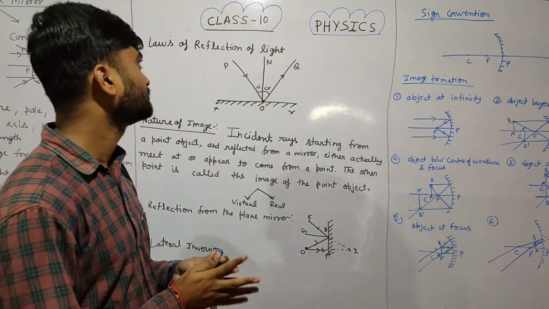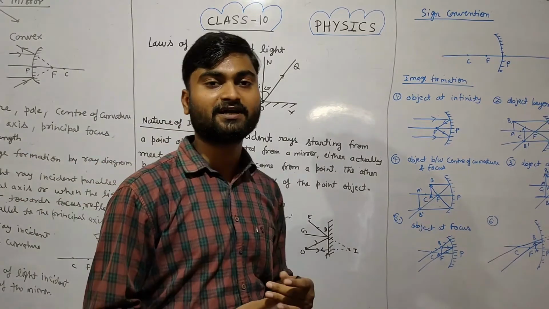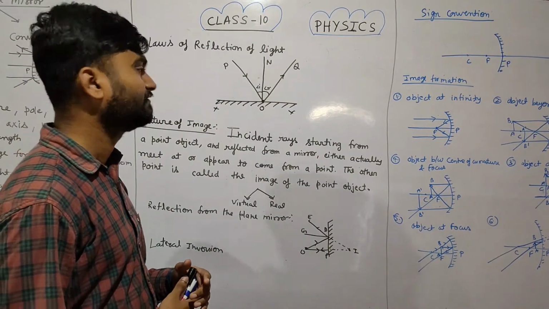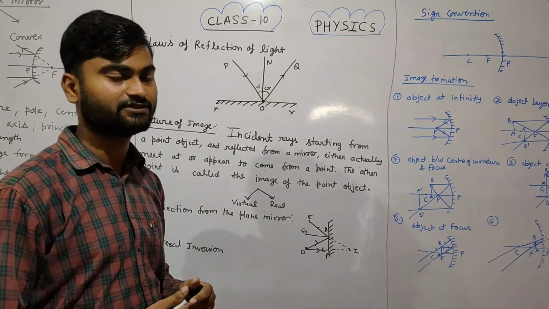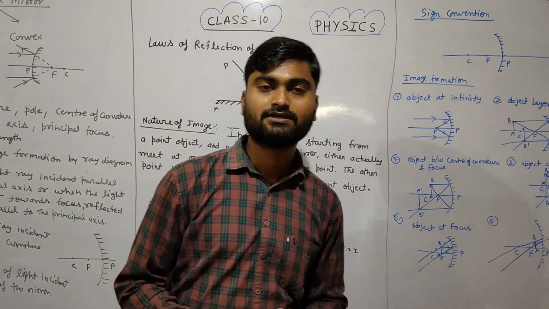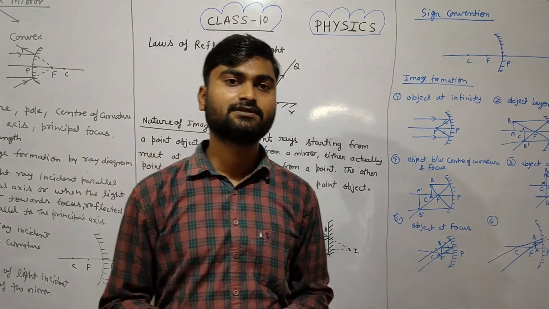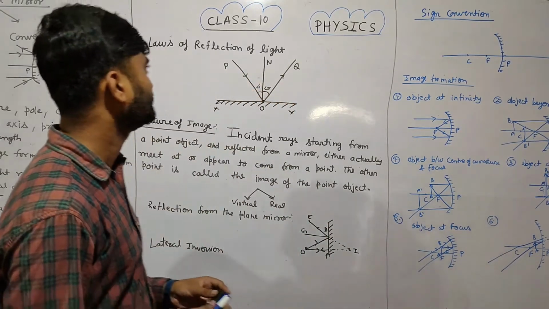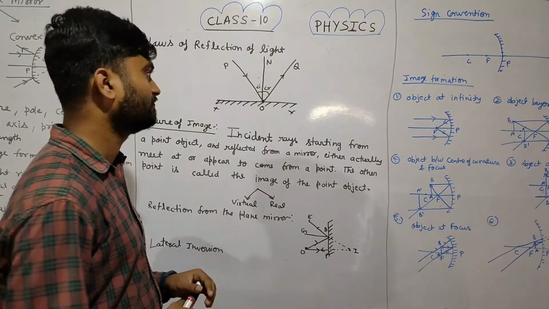Today's class is about reflection of light. In my earlier video, we learned about the definition of reflection of light and the characteristics of light. What is light? Characteristics of light. Now, this is the third video, to know the laws of reflection of light.